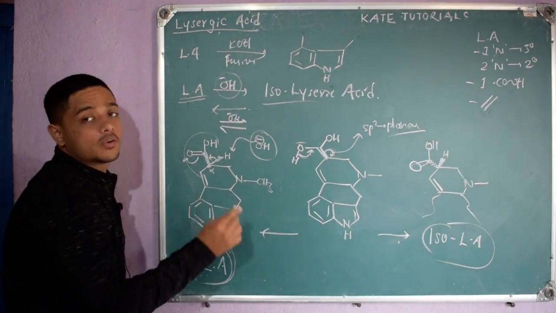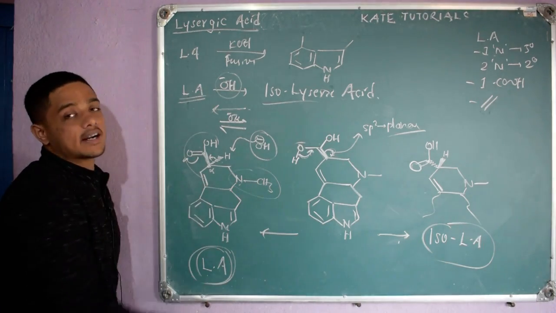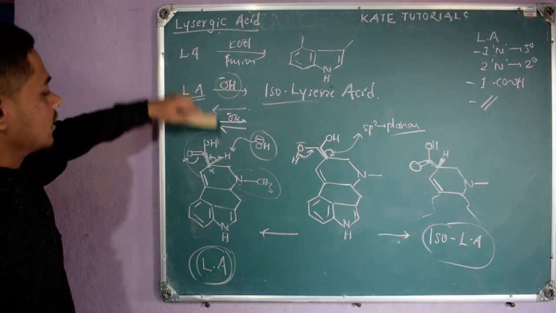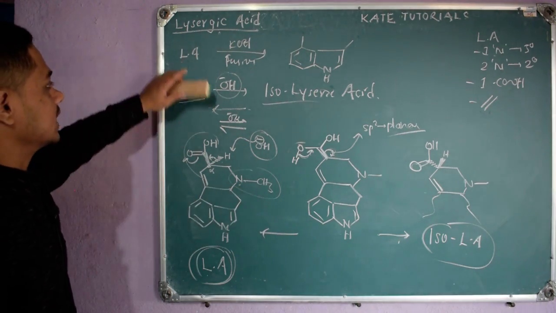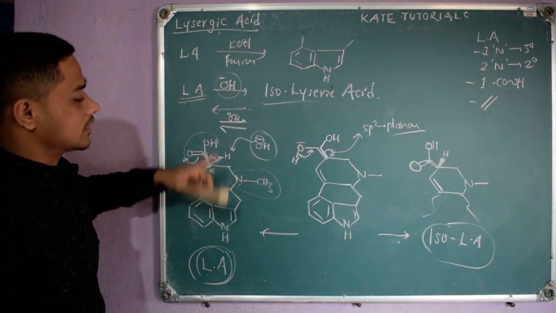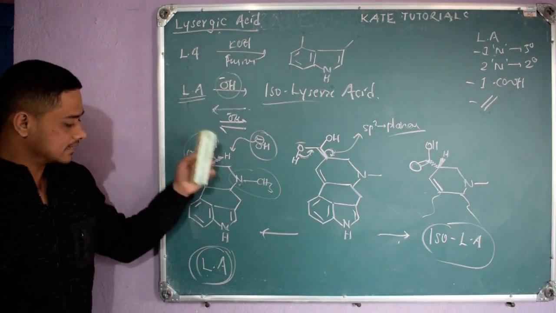And you will ask, how did they give the position of NCH3, this tertiary nitrogen position? That I will explain now. How they gave the position of this nitrogen is, they did one more experiment, and from that they gave this position. I hope you got the structure of lysergic acid now. So lysergic acid is the structure like this.